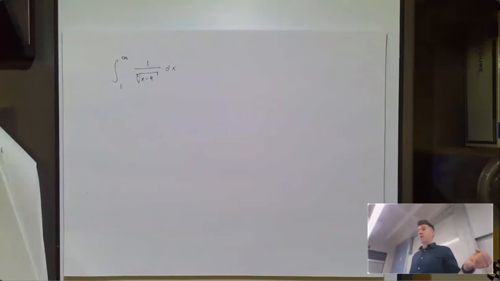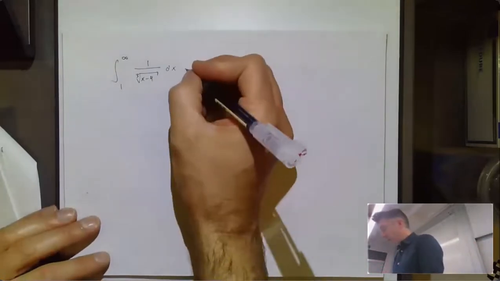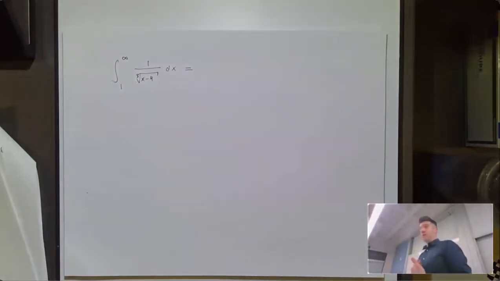Where else do we have a problem? What's always a problem? Infinity. Infinity is always a problem. So we might do this one, but let me point out how we'd have to break this one up. We definitely have to break it up at 4.